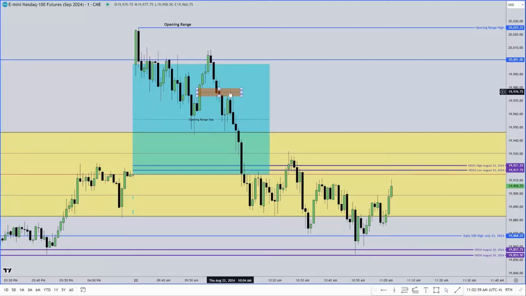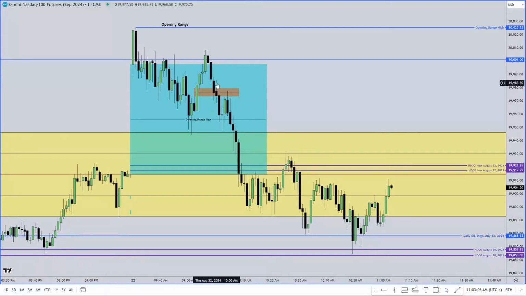His stop would have to be above consequent encroachment of this wick. Why not the high of that? Because we already had this low, we dropped down, immediate rebalance, then it drops. So for someone that is a little bit more scared, you could use the high.